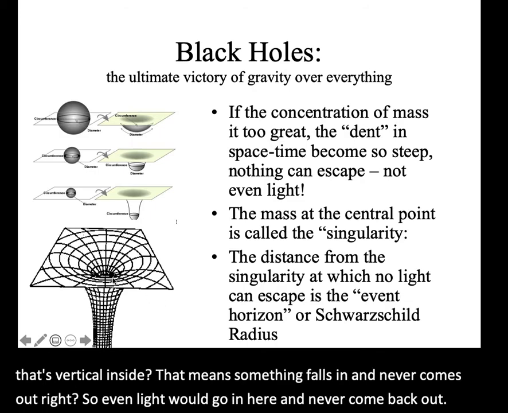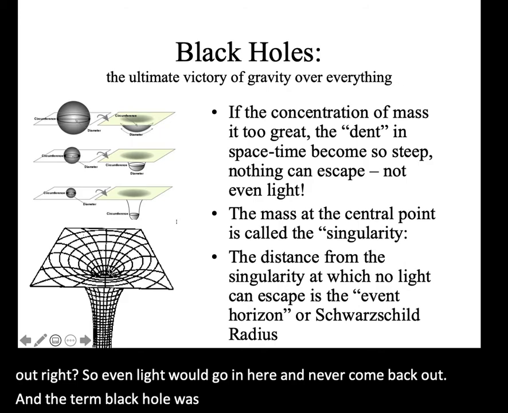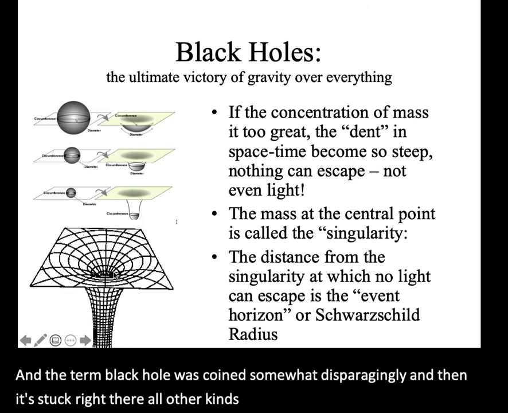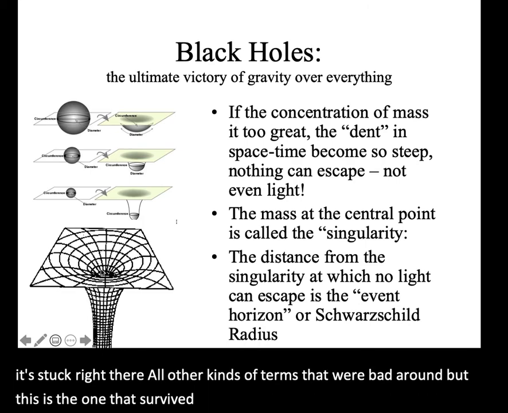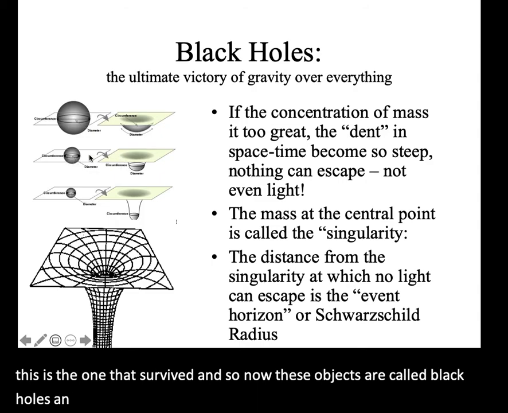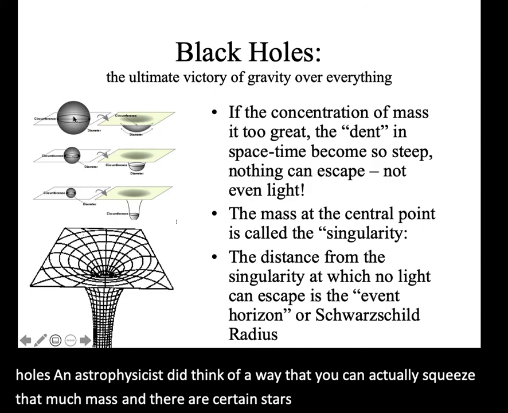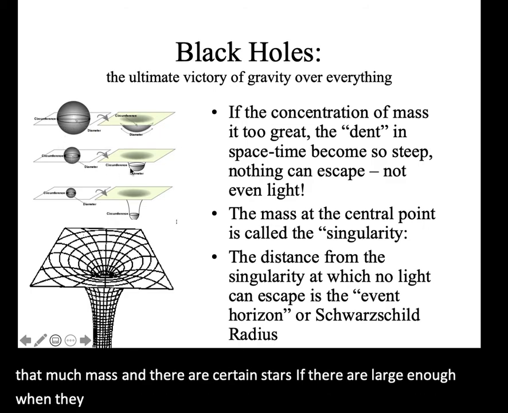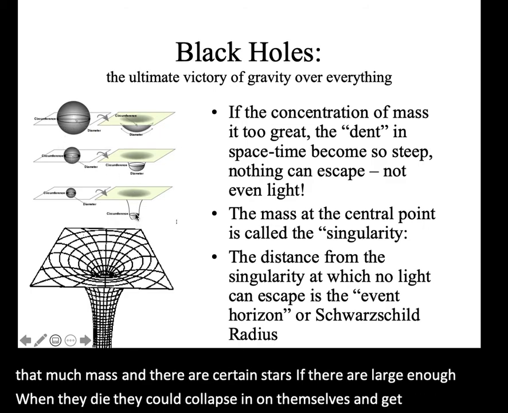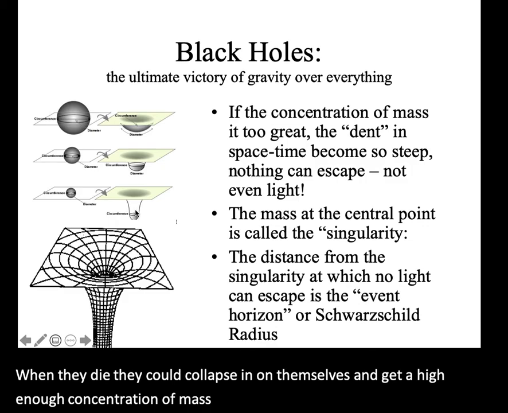And the term black hole was coined somewhat disparagingly, and then it stuck, right? There are all other kinds of terms that were batted around, but this is the one that survived. And so now these objects are called black holes. And astrophysicists did think of a way that you could actually squeeze that much mass in there. Certain stars, if they're large enough when they die, could collapse in on themselves and get a high enough concentration of mass to create these conditions for a black hole.